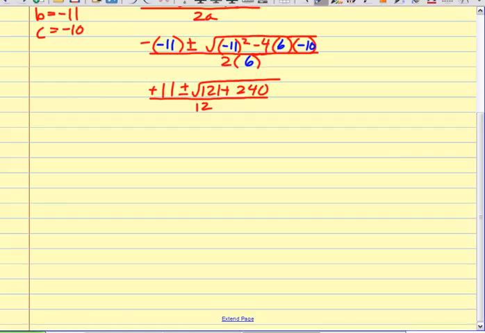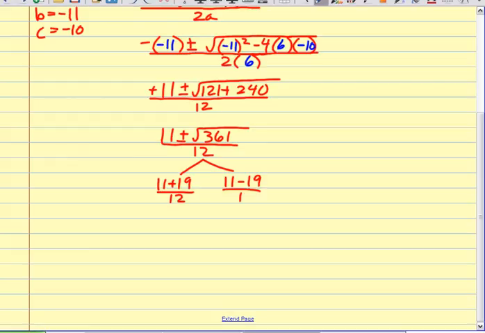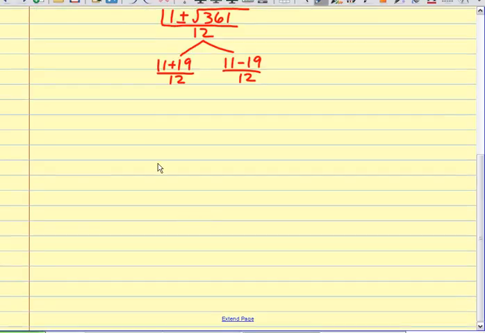Okay, so far so good. 11 plus or minus the square root of 361. That's 19, isn't it, Lauren? Nice. So now I've got 11 plus 19 over 12 and 11 minus 19 over 12. You don't have to worry about all those different possible combinations, add them up, see which one comes out to whatever. It does not matter. We just use the quadratic formula and it spits the answer out for us.